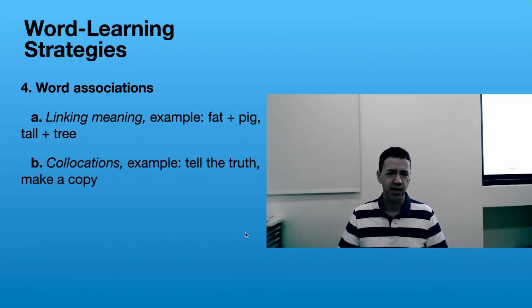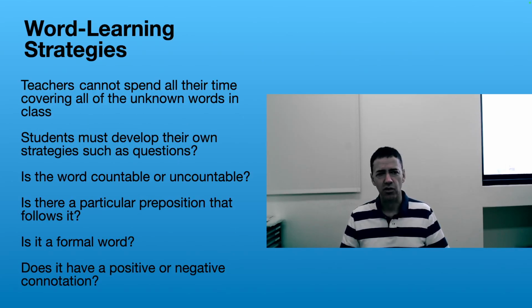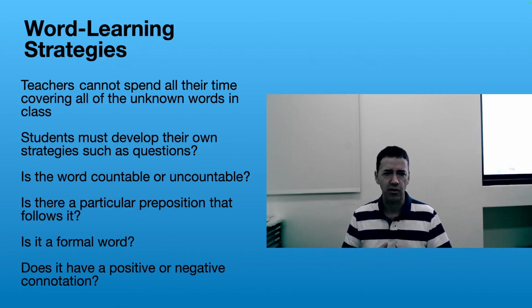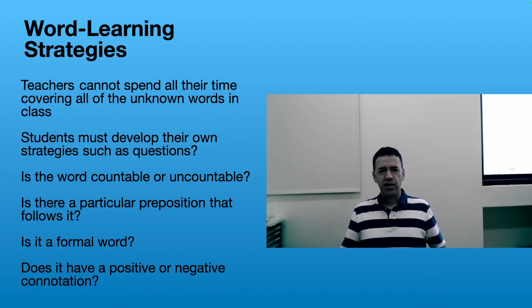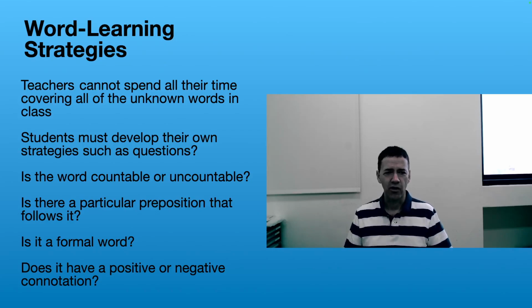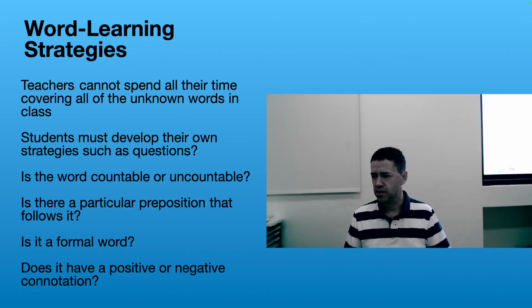Okay, the last one's word associations. So teach them about linking meaning, like fat pig, tall tree, things like that. And collocations as well. You should go through collocations with them. Helps them to learn the words. Okay, so a few things that I want to talk about with word learning. As I mentioned, you can't spend all your time covering all the unknown words in class because you just don't have time, and it gets kind of boring if you focus on vocabulary all the time.